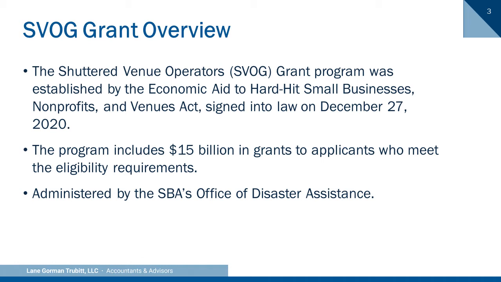The program includes $15 million in grants to applicants who meet the eligibility requirements and is administered by the SBA's Office of Disaster Assistance. So this is one of the coronavirus relief options for not-for-profits. It's not just for not-for-profits, but today's presentation is going to be focused around rules and regulations for the not-for-profit organizations.